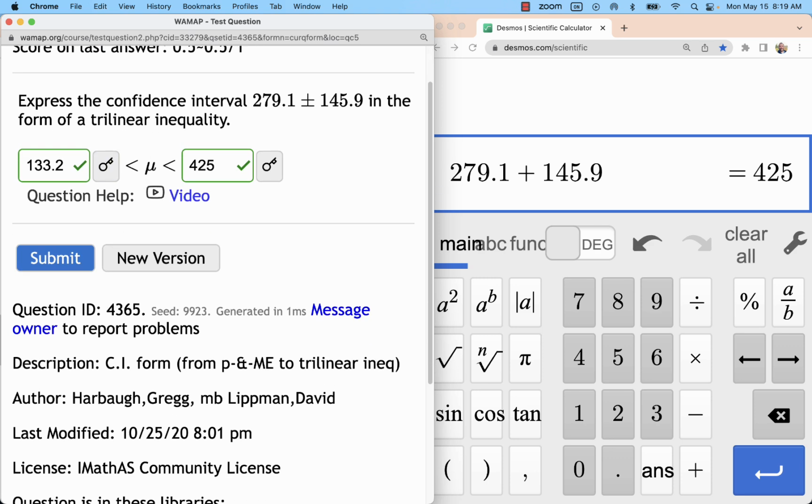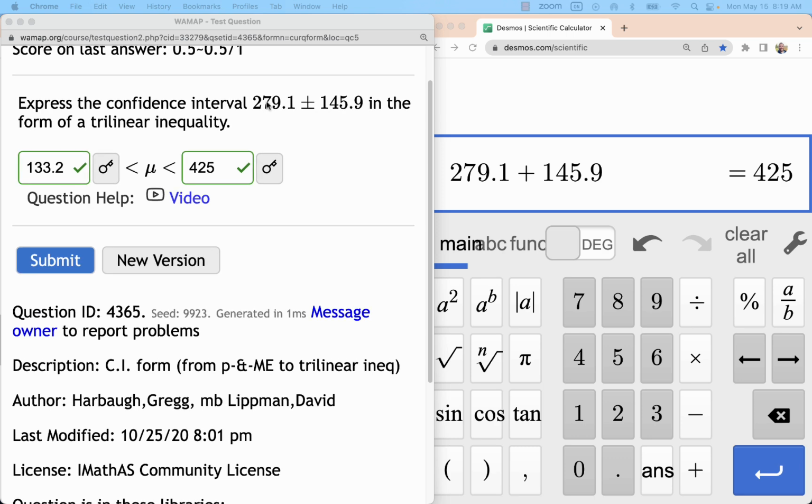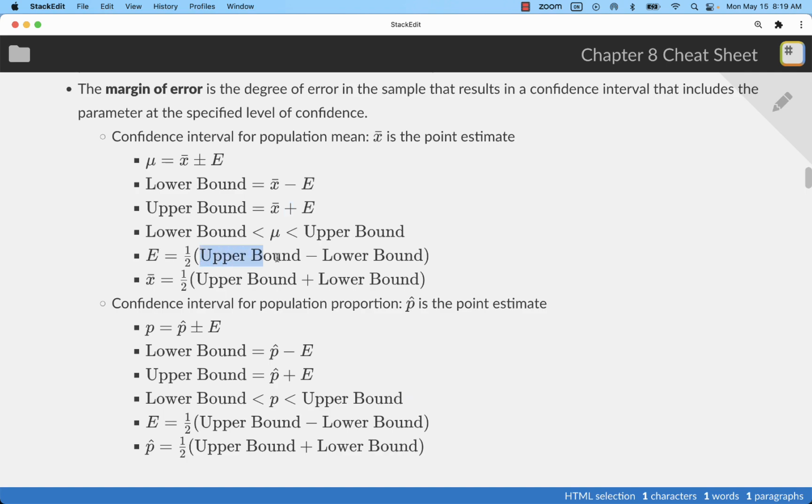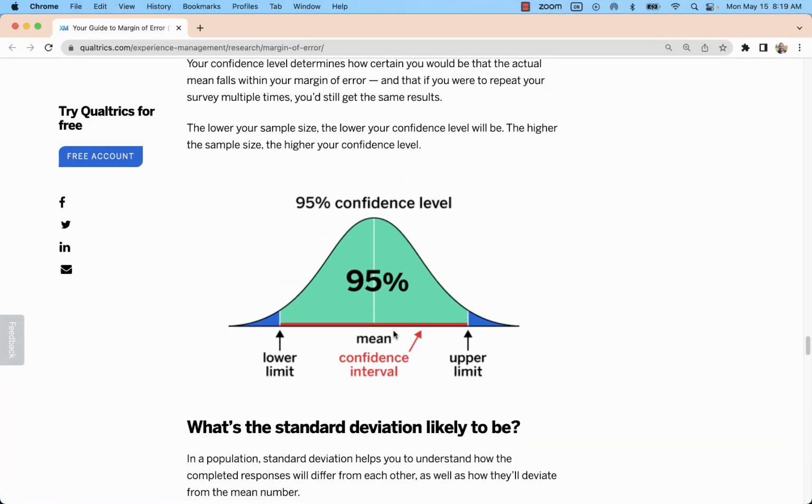The other way that we could do these problems is starting with the trilinear inequality and going back to the plus minus notation. So I'll just stick with this problem and see if I can go back to the numbers I started with. Using the formula, for E, we subtract the high minus low and divide by 2. Looking at the picture, we can see why. High minus low is a distance all the way across the mean covering two margins of error, the high side and the low side.